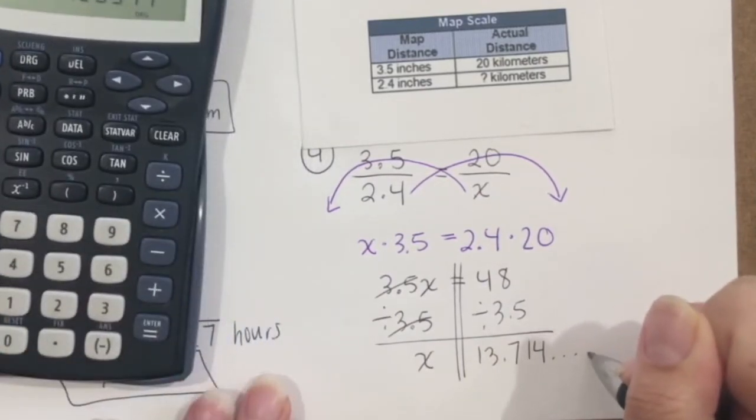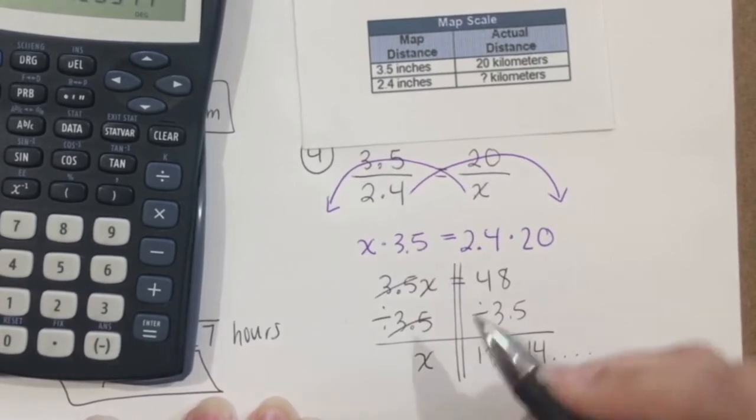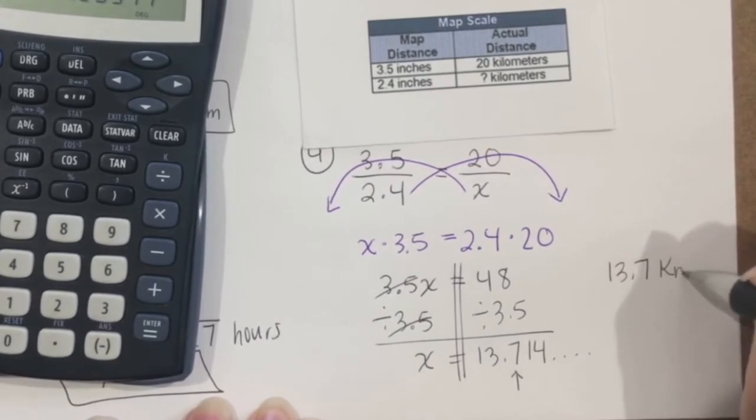And this says round your answer to the nearest tenth of a kilometer if necessary. So we're going to round to the 7. We're going to round this number. 1 makes the 7 stay the same. So 13.7 kilometers.